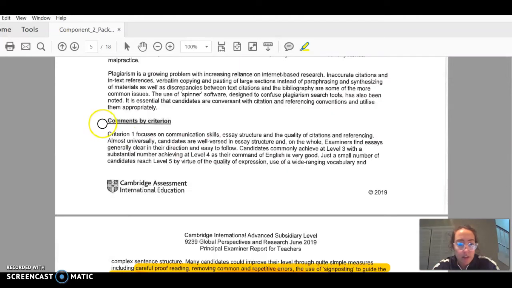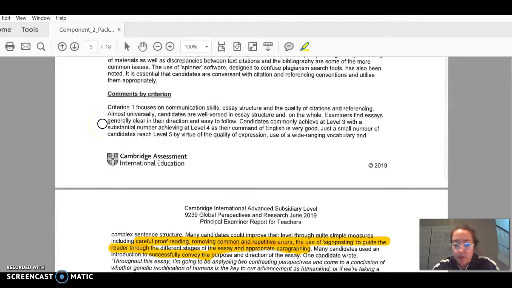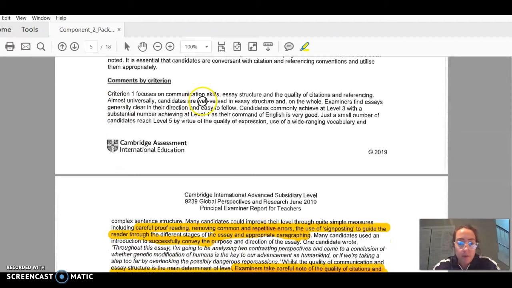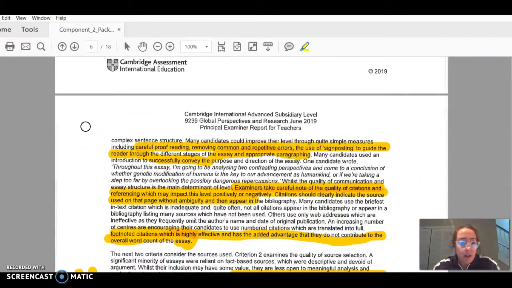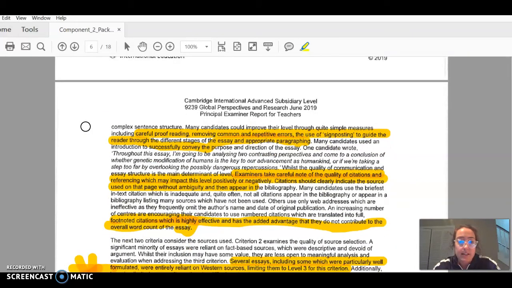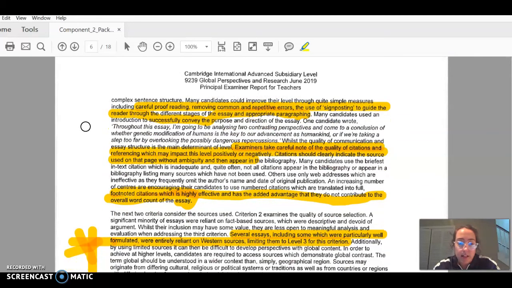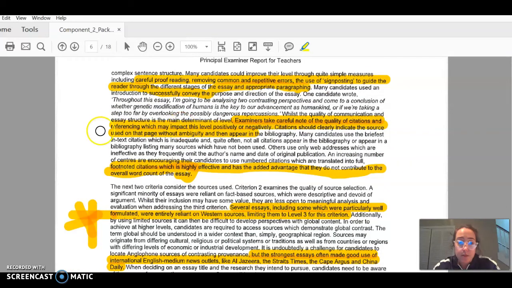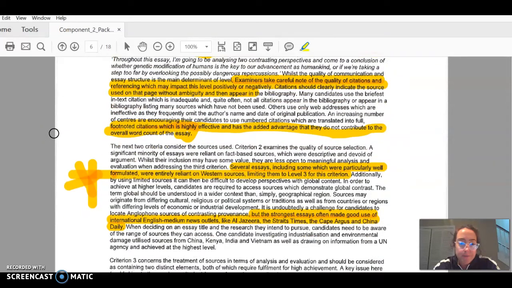The rest of the document goes by criterion or by the mark. So this one's about communication skills. It talks about careful proofreading, setting up in your introduction the direction that you're going to take and how that's beneficial for your examiner. Doing citations well, so following Chicago style. They talk right here about how footnoted citations are highly effective, so that's why we use that citation style.